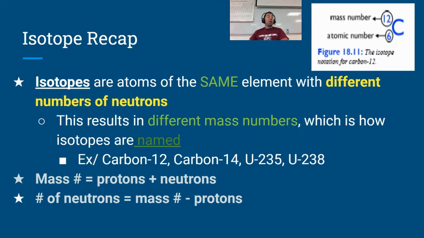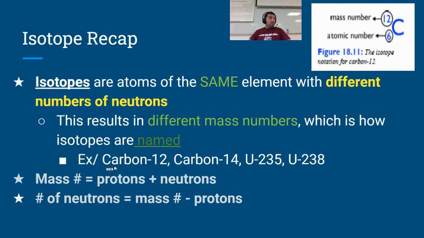Okay. Now, remember, isotopes are atoms of the same element with different numbers of neutrons. So going back up to this, if we had another one here and it was carbon with a 13 in the top left, that would be carbon 13. And the way that it gets to be carbon 13 is it has an extra neutron in addition to the 6 that this one has. So carbon 13 would have 7 neutrons, while carbon 12 has 6 neutrons. Okay. Now, since we have that extra neutron, that's why the mass number goes up to 13 instead of a 12.